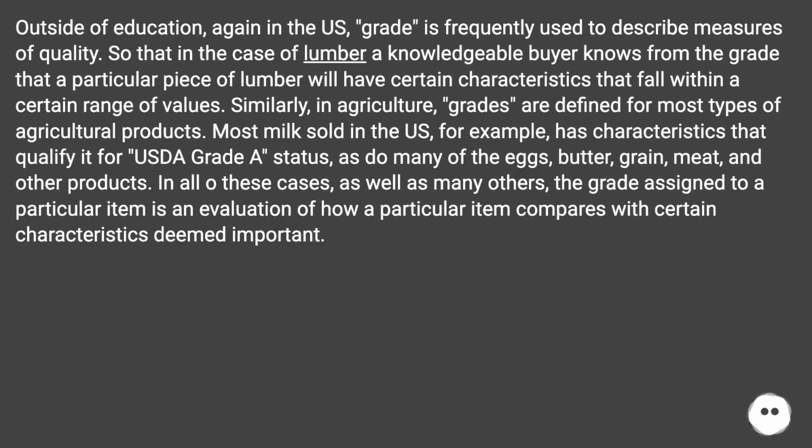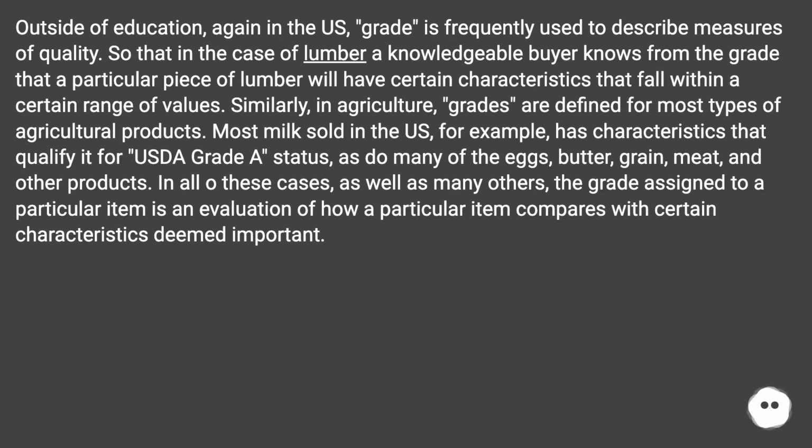Outside of education, again in the US, grade is frequently used to describe measures of quality. So that in the case of lumber, a knowledgeable buyer knows from the grade that a particular piece of lumber will have certain characteristics that fall within a certain range of values. Similarly, in agriculture, grades are defined for most types of agricultural products. Most milk sold in the US, for example, has characteristics that qualify it for USDA grade status, as do many of the eggs, butter, grain, meat, and other products.